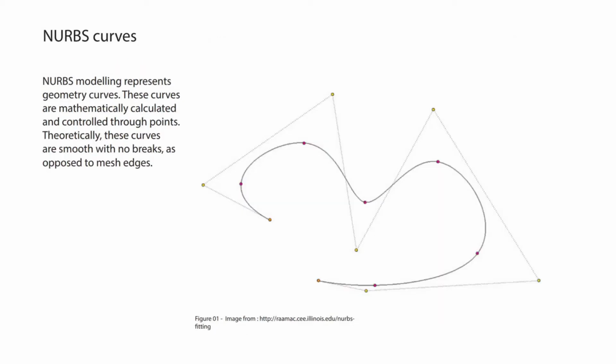NURBS modeling is different. NURBS uses mathematical calculations and control points to create perfect curves. And if you want to go into the detail of the mathematics behind this, I have a reference at the end of the presentation for you to have a look at. The idea is that through a series of points, the yellow points shown here, the Rhino modeling engine will generate a perfect curved representation of a line, and this does not include any breaks, it's just one element.